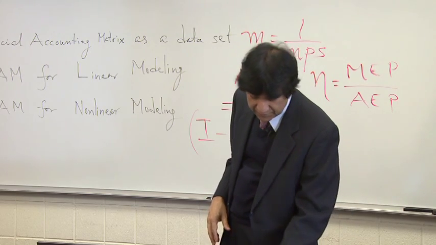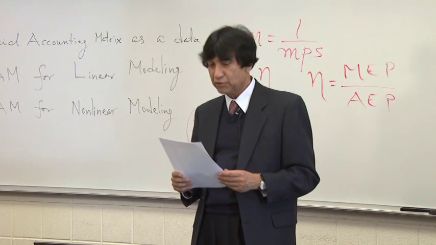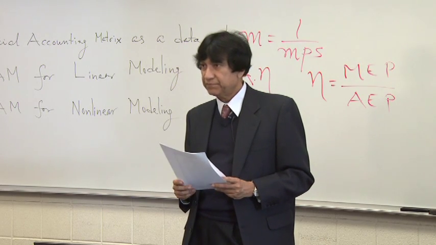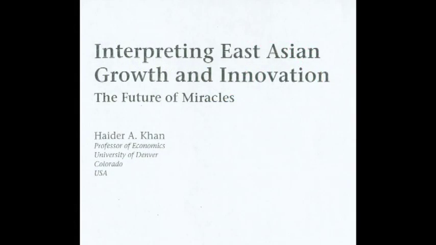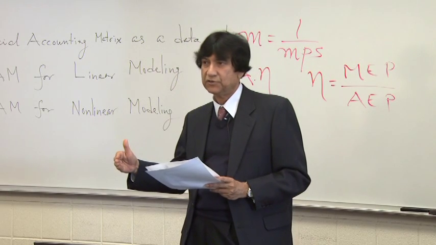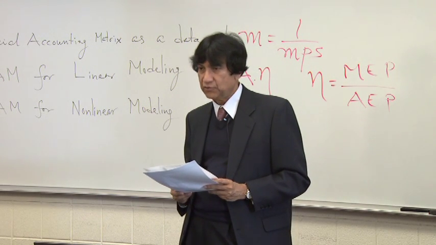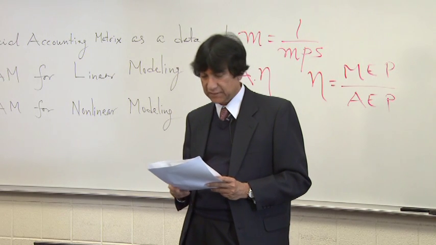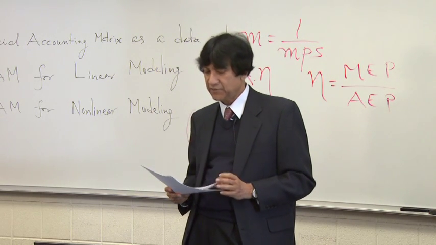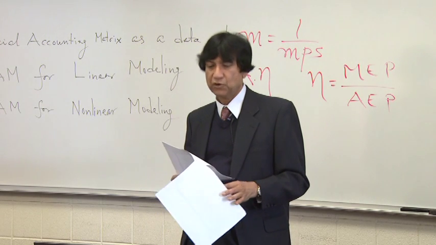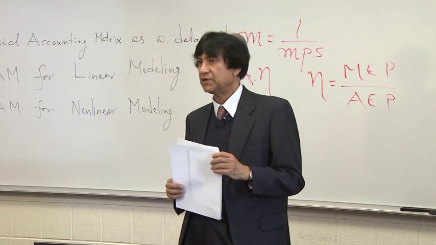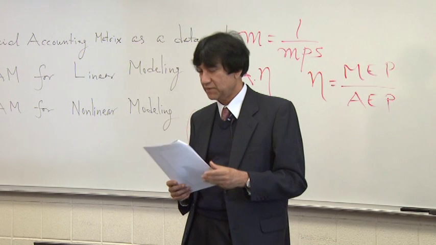For the nonlinear part, we can now go to the second book. And this is the book that I did by myself. It's called Interpreting East Asian Growth and Innovation. I realized in doing a number of studies on technology and well-being of people that you really need nonlinear models to do this. But at the same time, I did not want to lose the focus on well-being of the people that you can have in a detailed way in a social accounting matrix.